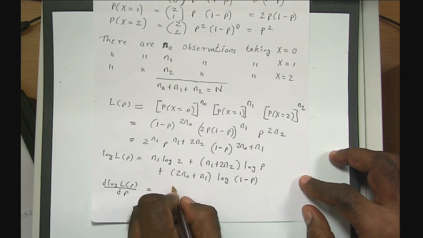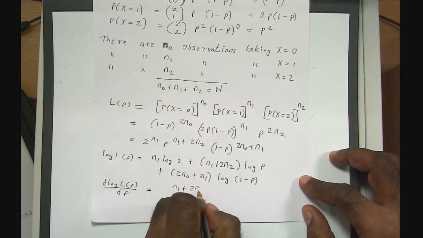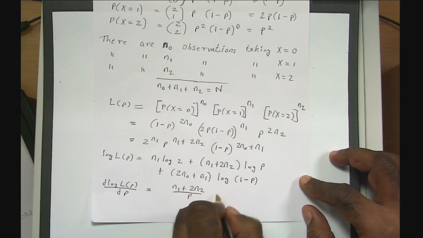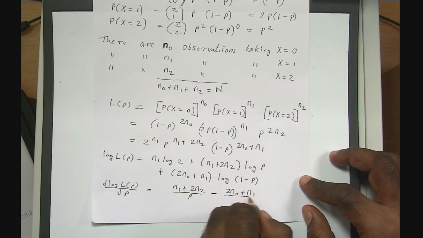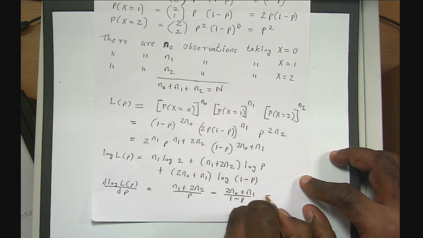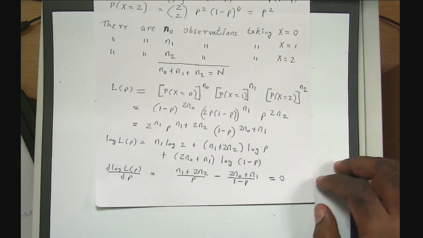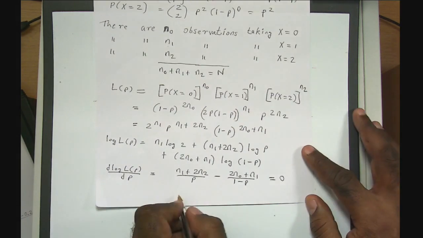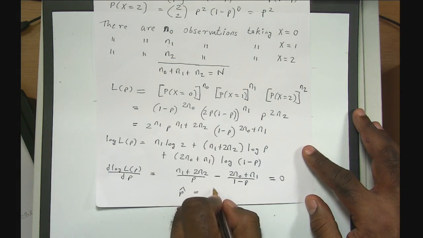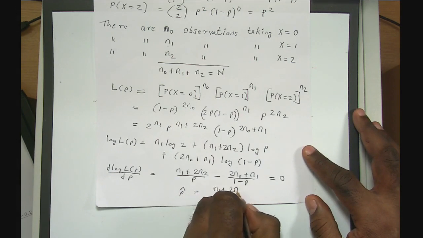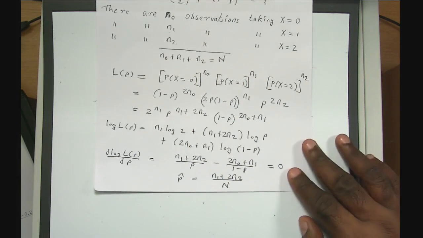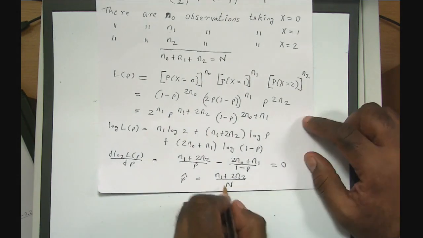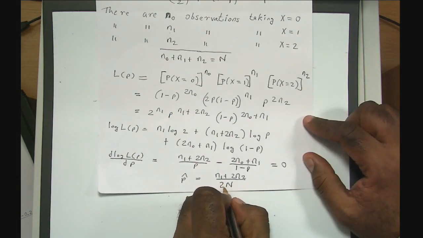So you get this. You set this to 0 and solve for p. You will get p hat equal to this. So there's a 2N, equal to this.